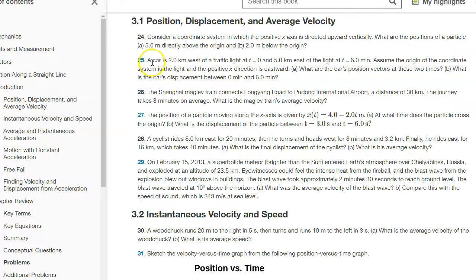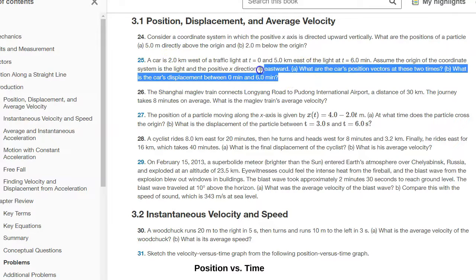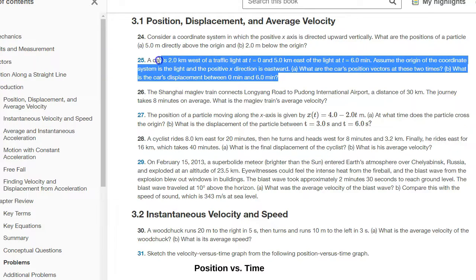Problem. It says a car is 2.0 kilometers west of a traffic light at t equals 0 and 5.0 kilometers east of a traffic light at 6 minutes. Assume the origin of the coordinate system is the light and the positive x direction is eastward. A, what are the car's position vectors at those two times? B, what is the car's displacement between 0 and 6 minutes? Okay, so let's start to work this out.